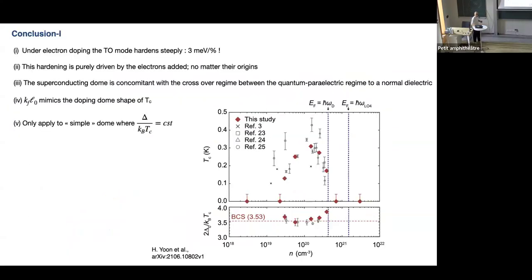Okay. So this was what I had to tell you on this story, on this electron doped STO. Essentially, we studied the doping evolution of this TO mode. As I showed you, it hardens, and this goes very fast. And this is driven by the electrons that we add because we simply screen the polarization of the system. And what we found is that the end of the superconducting dome corresponds to the point where your system goes from a quantum paraelectric to a normal dielectric.